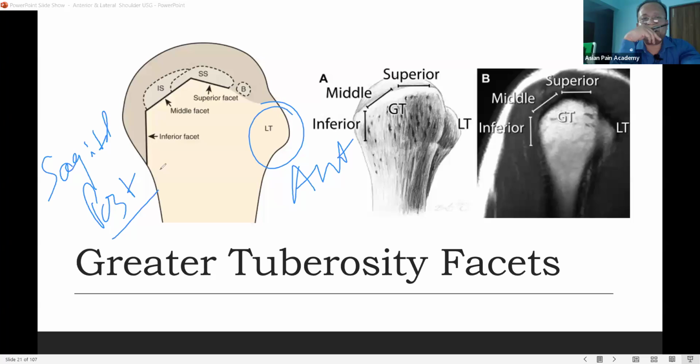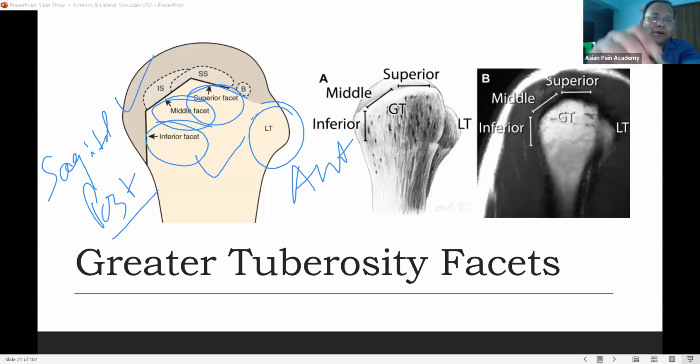Okay. So here we will be seeing the three facets of the greater trochanter. This is the superior facet, this is the middle facet, this is the inferior facet. From one side we are seeing these three facets of the greater tuberosity.